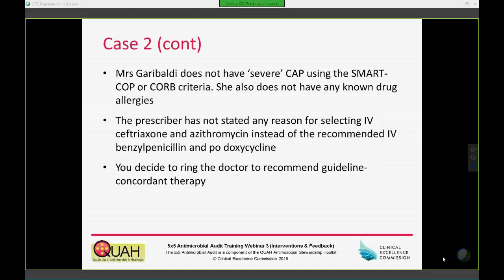So that was the end of our role play for case 2. So what do you think the auditor did differently second time round that might have led to more of a productive discussion about the therapy?